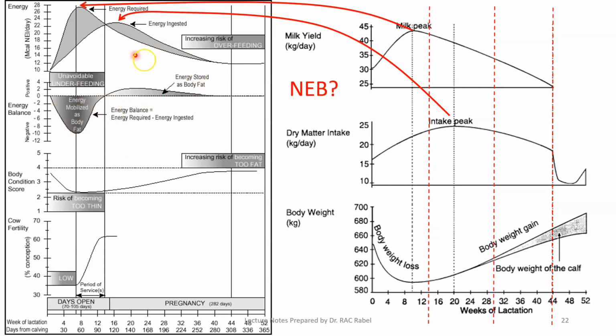So I hope that is clear. This goes on every cycle, right? You cannot prevent this. However much you feed, animals have been selected for this. Dairy cows have been selected over centuries and centuries for their ability to mobilize body fat. However, they can only do it to a certain extent.